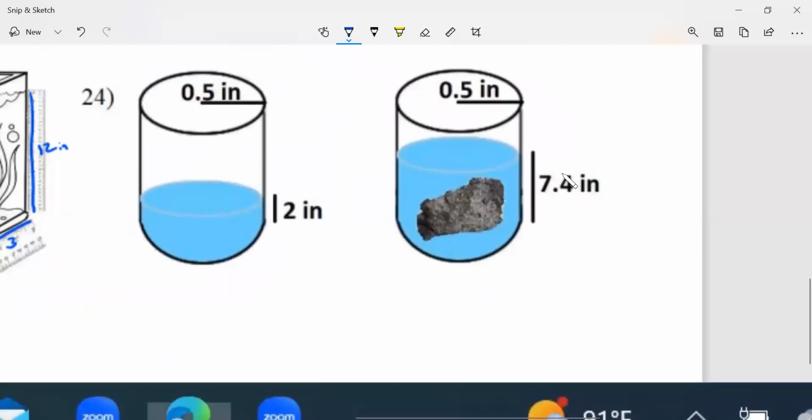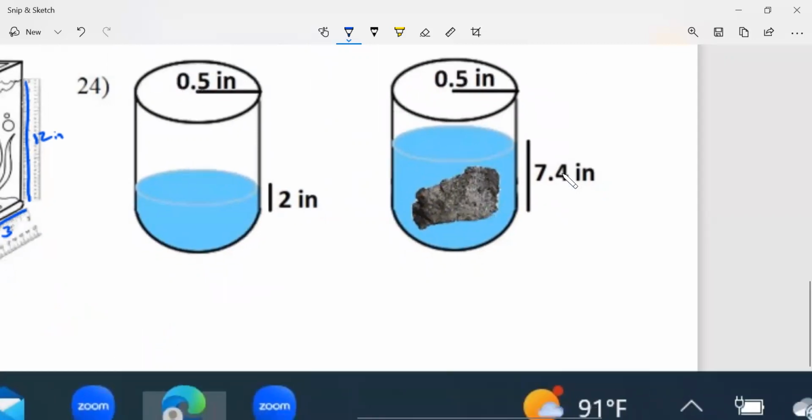Number 24 looks like a cylinder. Okay, there's a cylinder, it has water in it. Notice how my radius is the same cylinder. The radius is 0.5 inches. Now, the height of the water by itself to begin with was 2 inches. Now, the water with the rock increased to 7.4.